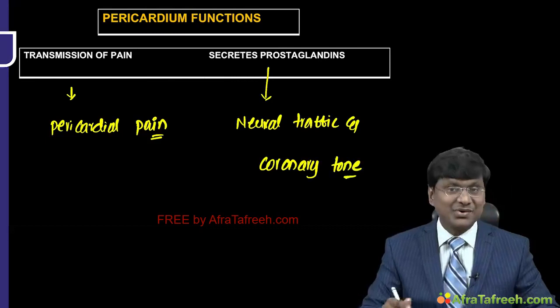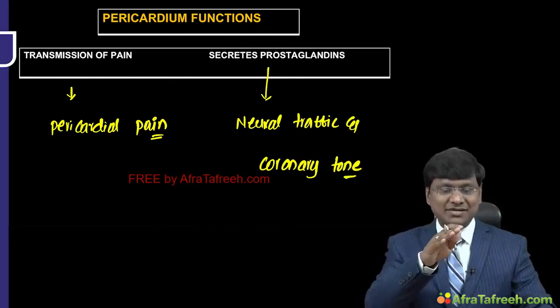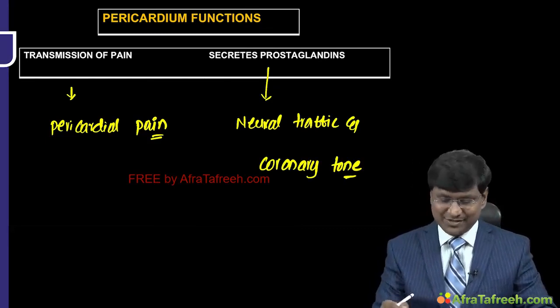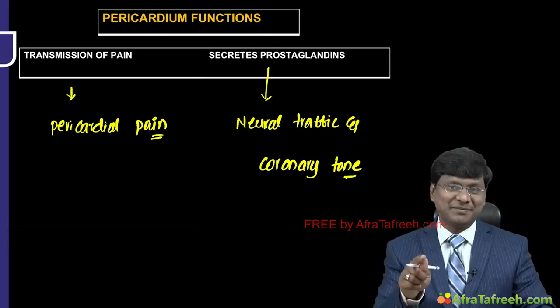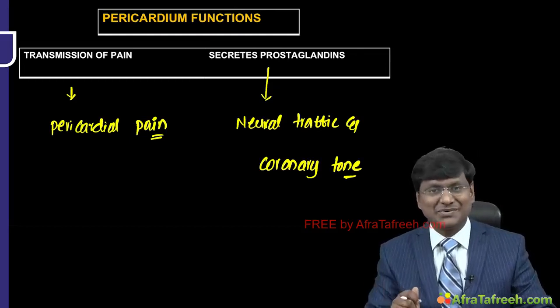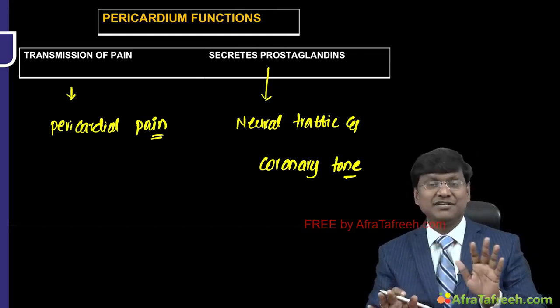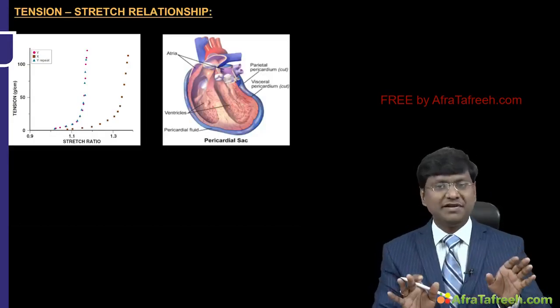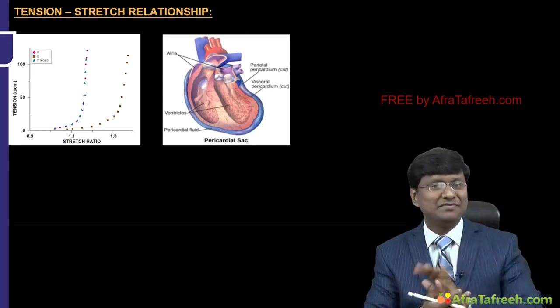Because if you take the coronaries, the coronaries are present on the epicardium in attachment with your pericardium. So the prostaglandins which are released by your pericardium help in maintaining the neural traffic as well as the coronary tone. So this is about the functions of the pericardium. Now let me just go back. Whatever we have discussed now is the basic anatomy of the pericardium.